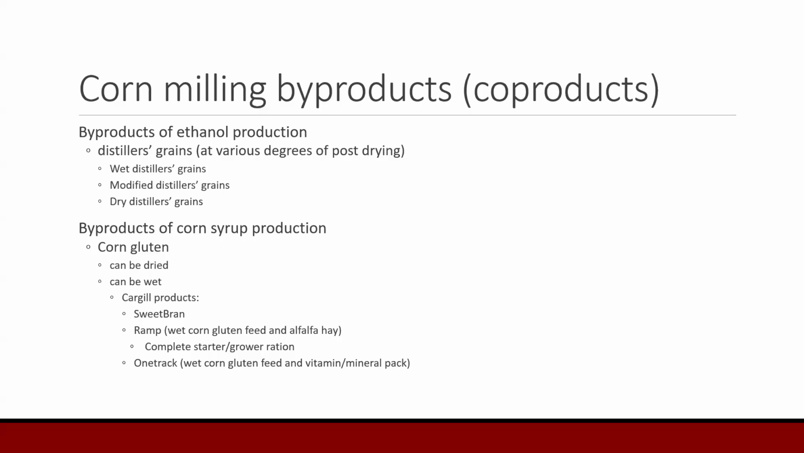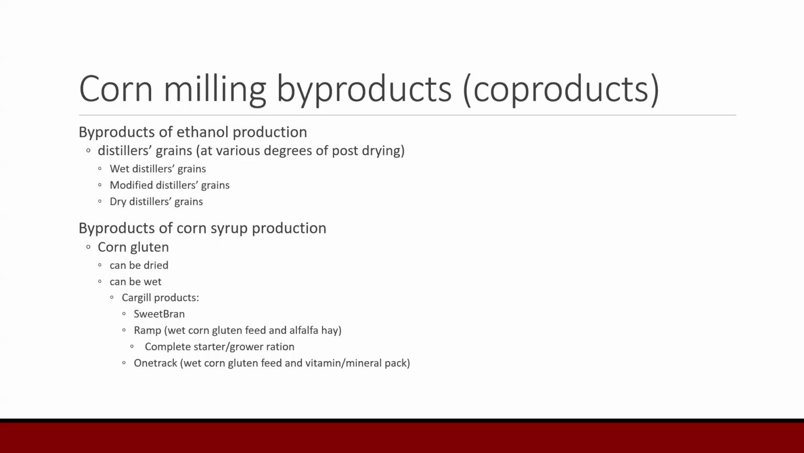Then we also have byproducts of corn syrup production, okay? So we call these corn gluten feeds. Corn doesn't actually have gluten, so it's a misnomer, we call it incorrectly, right? Only wheat really has gluten, isn't that right? Okay. But it is the pericarp and the tip cap from the corn grain. So this could be dried, it could be wet.